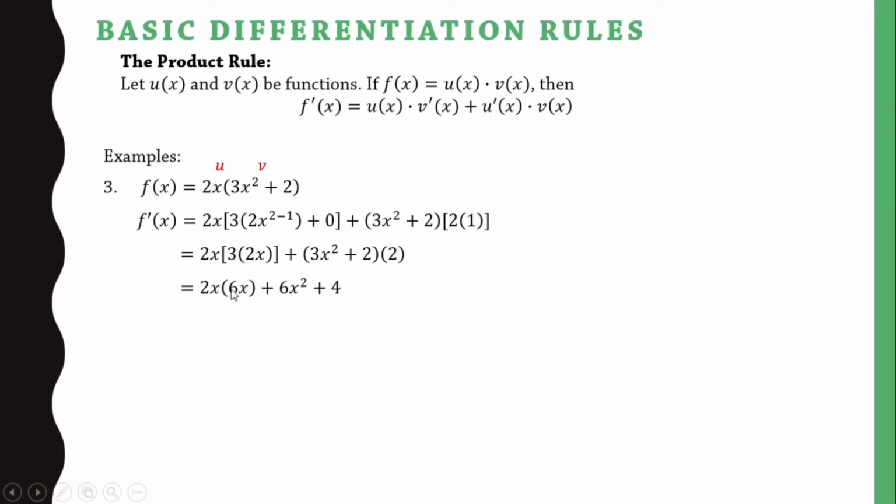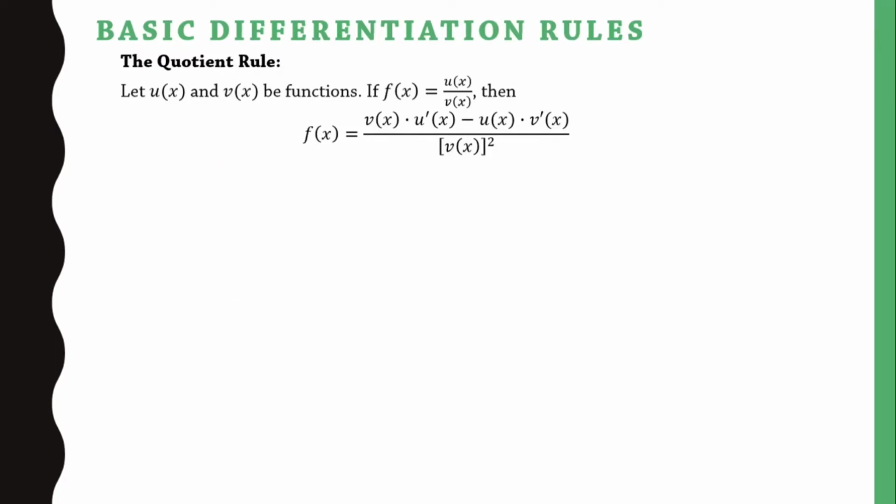So you have 2x times 6x plus, distribute 2 to each of the terms. You have 2 times 3x squared, that will give you 6x squared. And 2 times 2, that will give you 4. So simplify further. 2x times 6x will give you 12x squared. Then copy plus 6x squared plus 4. So we can still simplify this by adding 12x squared and 6x squared. So that's 18x squared plus 4. So the derivative of the given function is 18x squared plus 4.